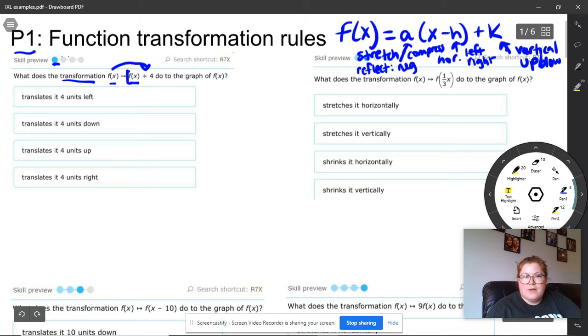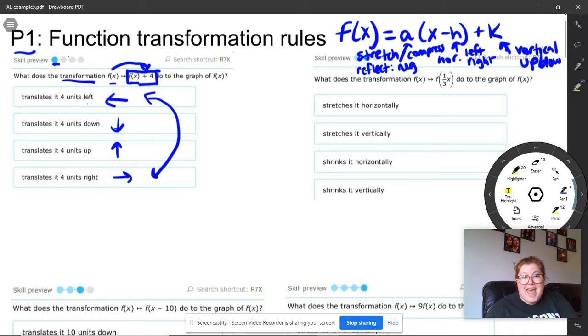We look here, we have f of x plus 4. So if I look at that, my options say it's going to translate either 4 units left, 4 units down, 4 units up, or 4 units to the right. So we have to remember the difference. We know the first and the last one, left and right, talk about when we are changing x. So if I'm going to change x, we are going to be talking about h, because h is grouped with x up here in the formula.